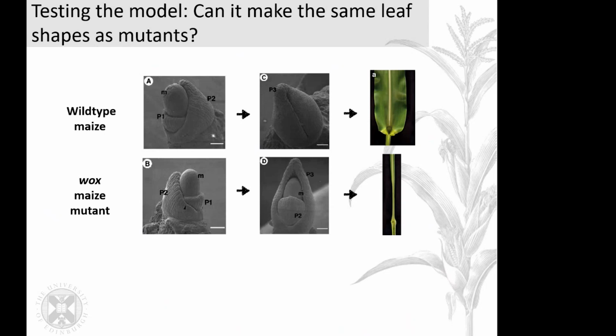So we asked, could we replicate this mutant in our model? If we can, it tells us that our model is capturing the major elements of leaf development. If it can't, then we have to go back to the drawing board.